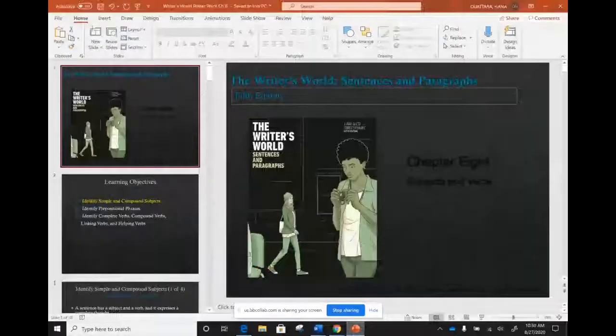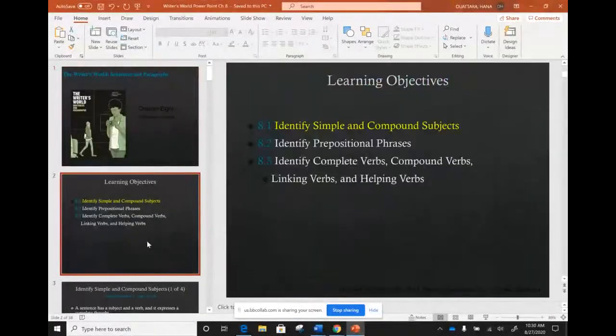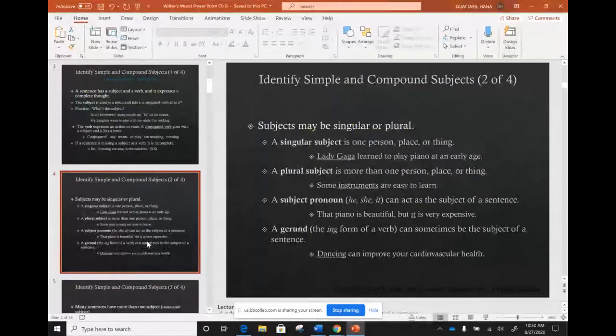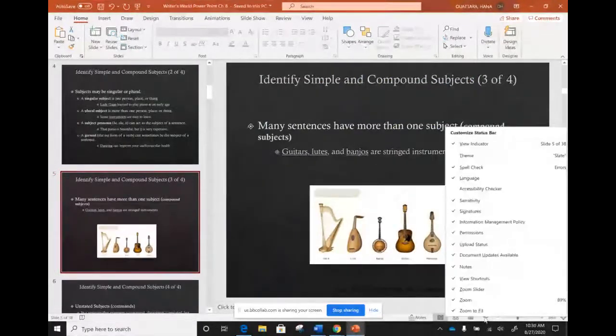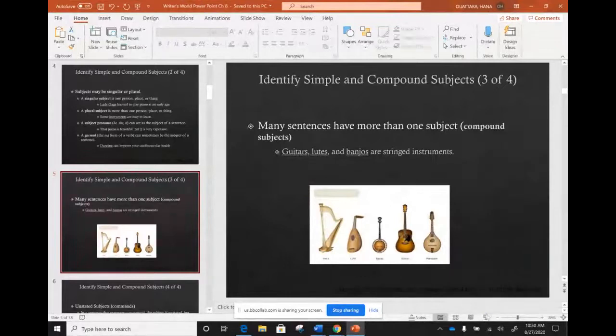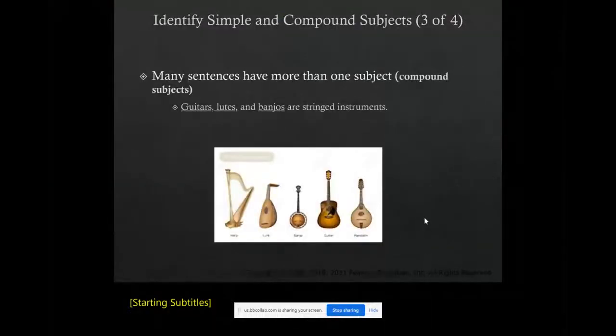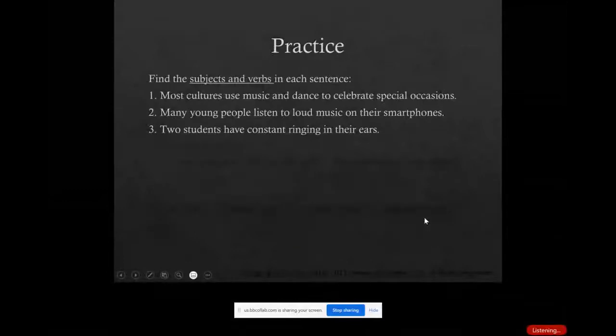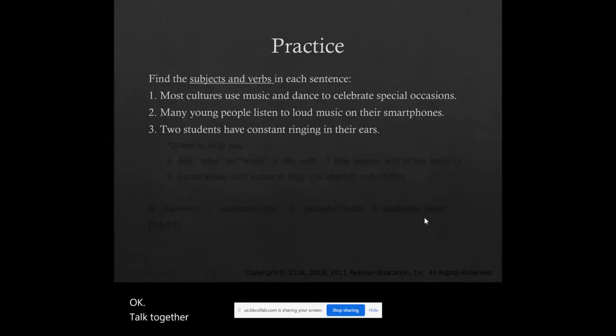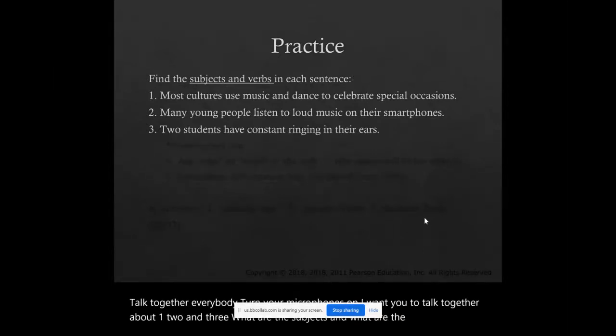I just realized something, guys. Hold on a second. Let me share something with you here. I got to get my PowerPoint. There we go. Can you guys see my PowerPoint screen? Yes. Okay. Now talk together. Everybody turn your microphones on. I want you to talk together about number 1, 2, and 3. What are the subjects and what are the conjugated verbs?